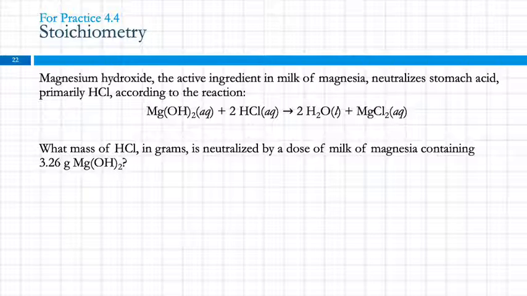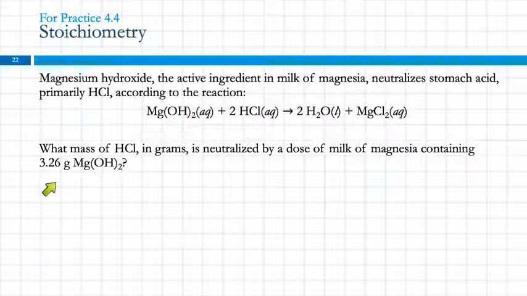Magnesium hydroxide, the active ingredient in milk of magnesia, neutralizes stomach acid, primarily HCl, according to the reaction. What mass of HCl in grams is neutralized by a dose of milk of magnesia containing 3.26 grams of magnesium hydroxide? So there's our balanced chemical equation. And the part at the top is this background story. The line below is what we really need to do.